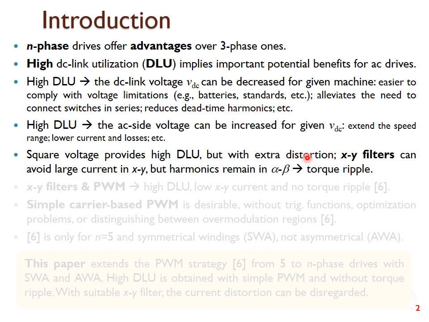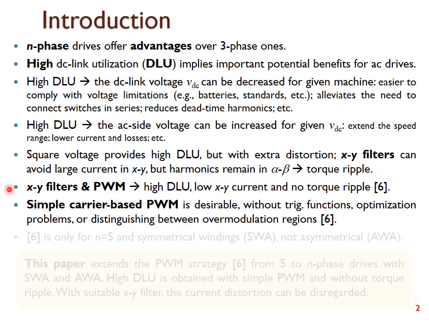It has been proposed in the past to use XY passive filters with high impedance in the XY plane, which is not related to electromechanical conversion, but even with these filters there are still harmonics in the alpha-beta plane, which causes undesired torque ripple. An alternative method has been recently proposed for 5-phase drives, which combines XY filters with a PWM method that injects suitable XY harmonics. This permits to achieve at the same time a high DC link utilization, low XY current thanks to the attenuation of the filter, and no torque ripple because the PWM method does not inject any alpha-beta harmonics.